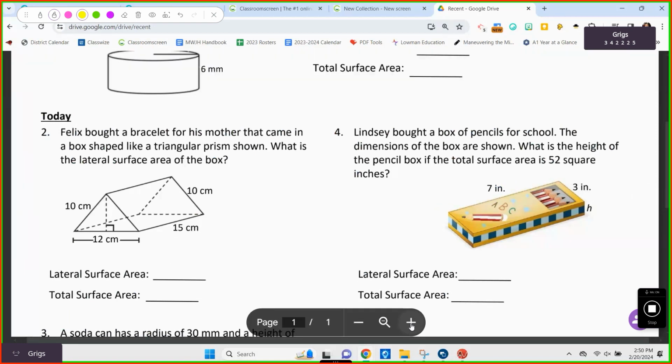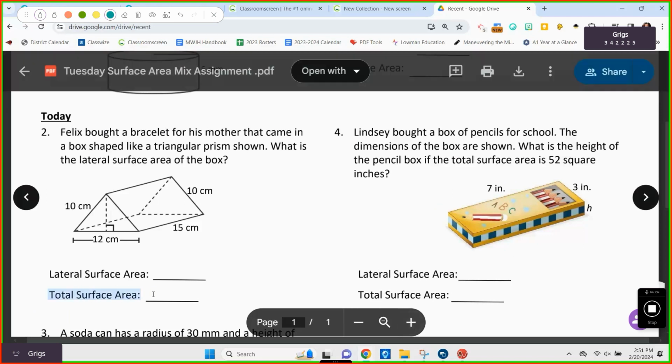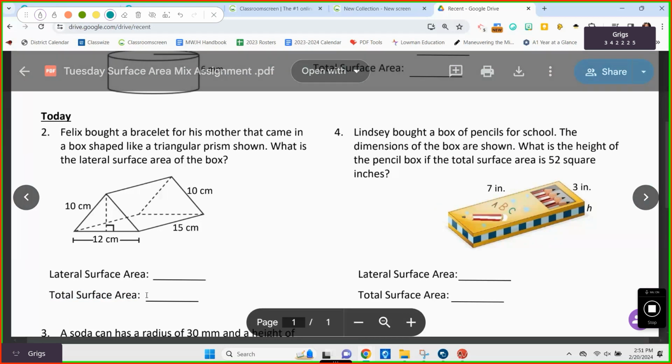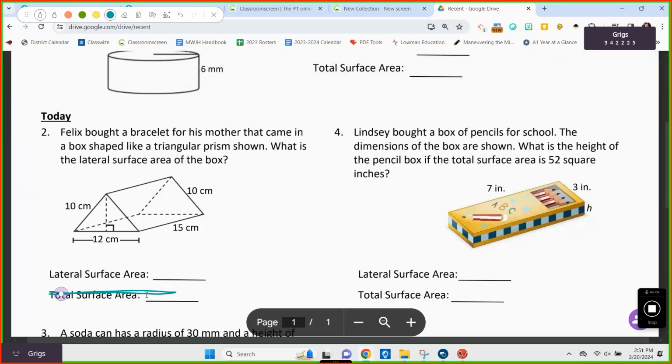So the bases on a triangular prism are what? Triangles. Alright. So if I were to find the base of my base, the base of your base is 1/2 bh, right? Yep. Is that triangle a right triangle? No. So could I find the base of my base? No. Therefore, I cannot find total. We're going to mark out total. You can still find the lateral, but you're going to mark out total.